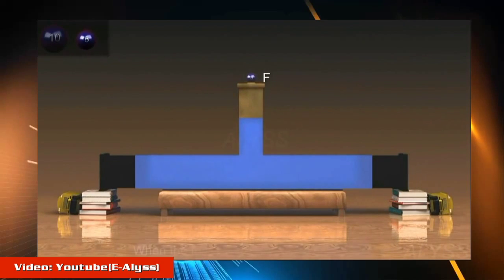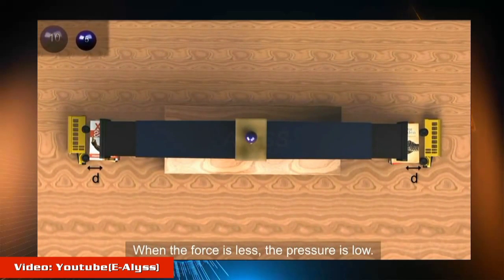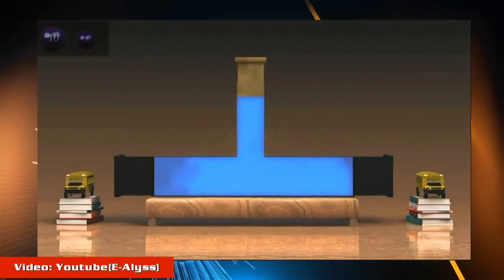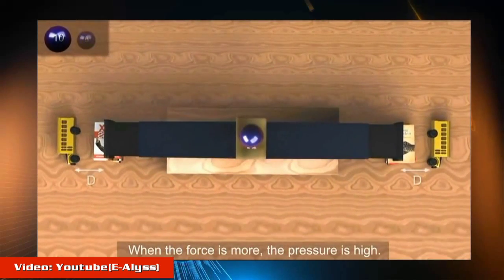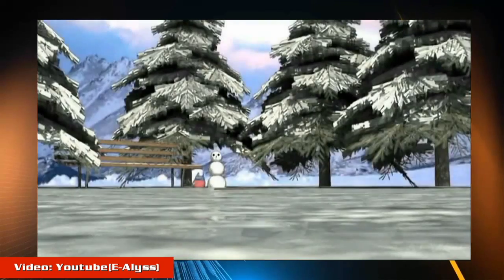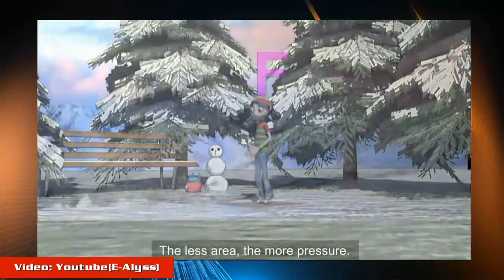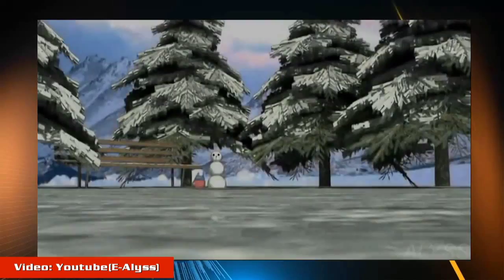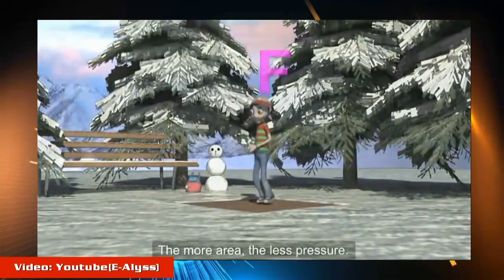When the force is less, the pressure is low. When the force is more, the pressure is high. The less area, the more pressure. The more area, the less pressure.